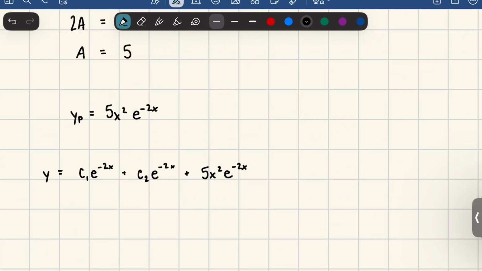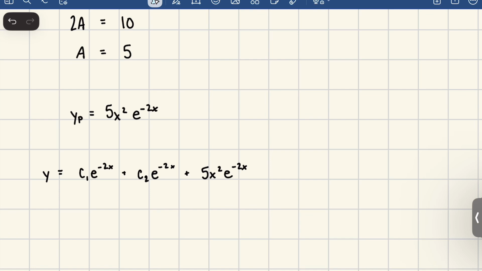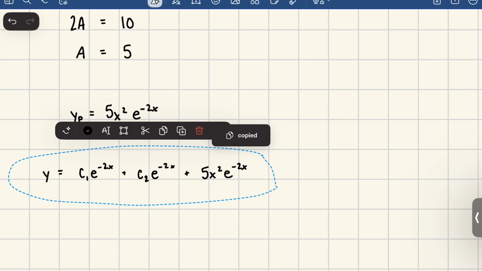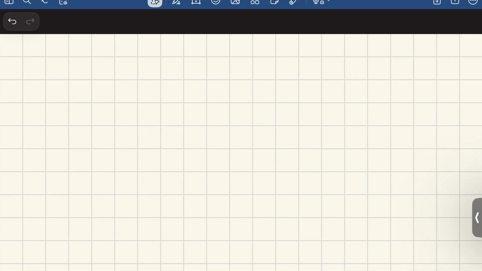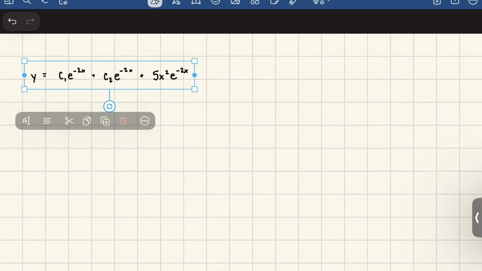Are we gonna need to find y prime? Yeah, I think so. It's like the next step, because I need to find my constants. I feel like the only way I can... Oh yeah, because I have my given conditions. Ah, dang. I do need to get my y prime. I need way more room than this. We're gonna go to the next page.